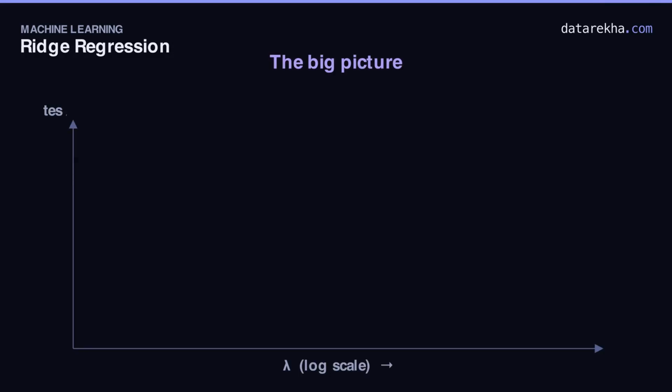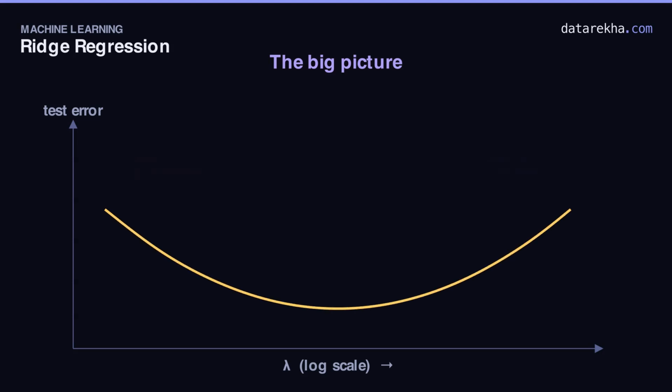Let's tie it all together with the picture that names the payoff. Along the bottom, lambda from small on the left to large on the right. Up the side, the test error. How well the model does on data it never saw. With lambda too small, the model overfits. High variance, high test error on the left.